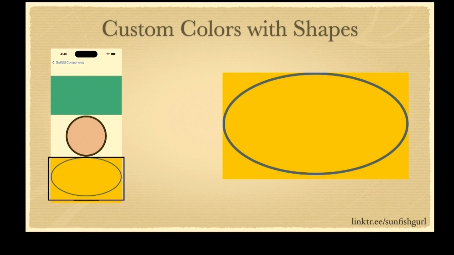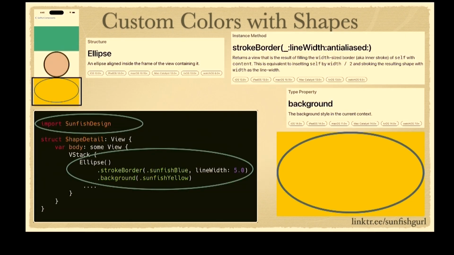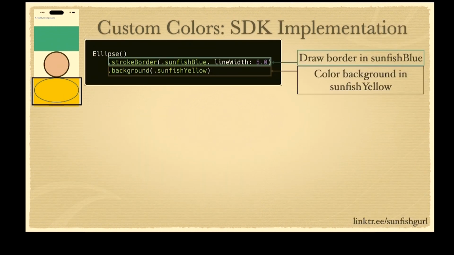So now on to our final example. We want to draw an ellipse with the border in our custom sunfish blue and the background of our shape's view in sunfish yellow. Here we are calling Apple's stroke border and background view modifier methods individually, but passing in our custom sunfish colors.